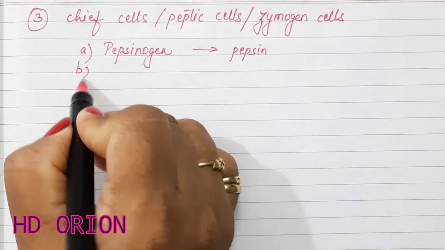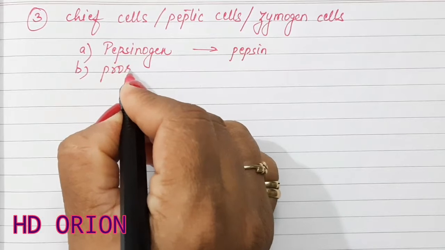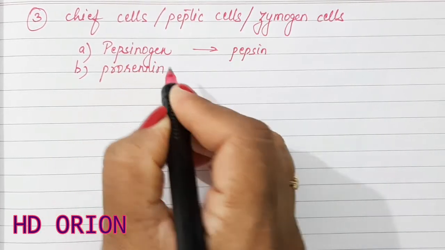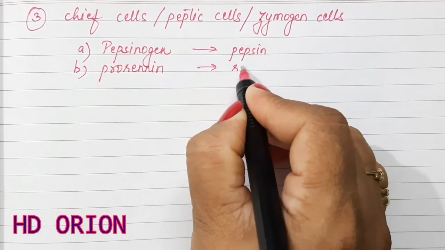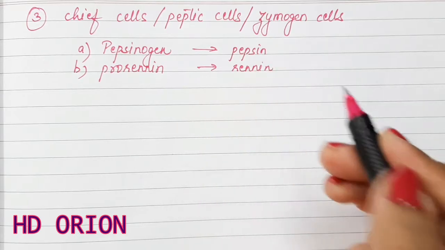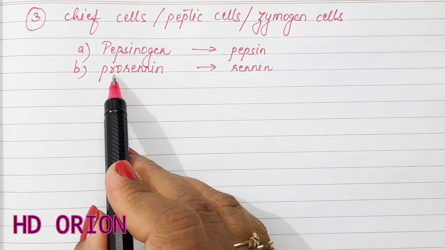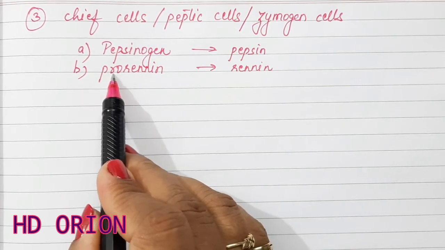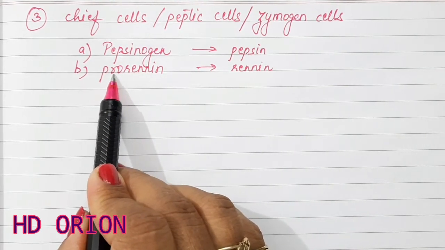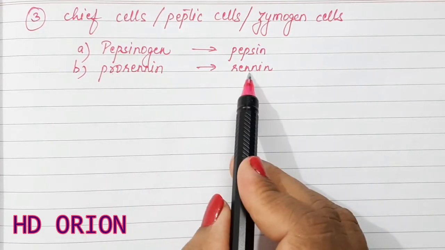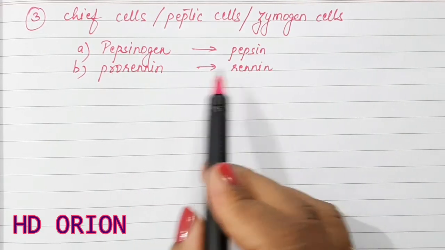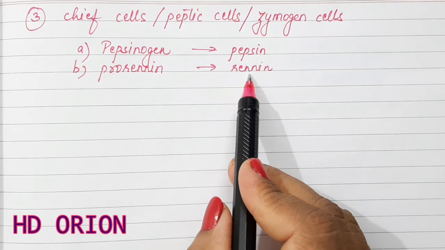The second enzyme is prorenin. This helps in digestion of the milk protein. So this is also a proteolytic enzyme. It helps in digestion of protein, and prorenin is the inactive form of the enzyme and renin is the activated form. This will also get activated by the HCl.